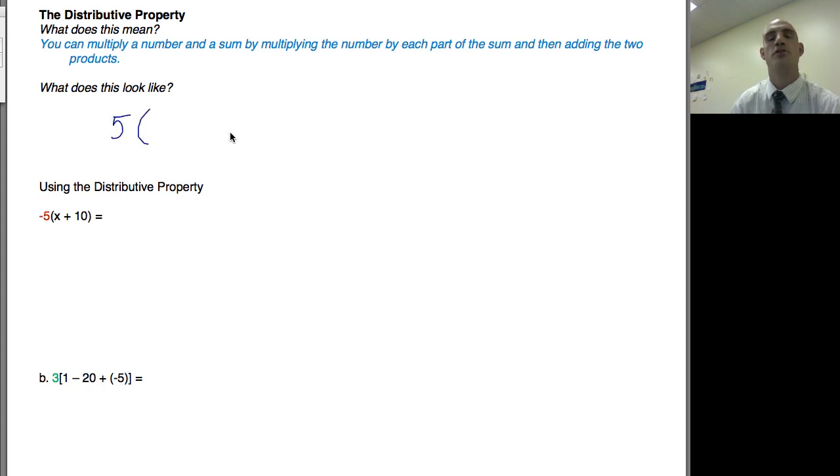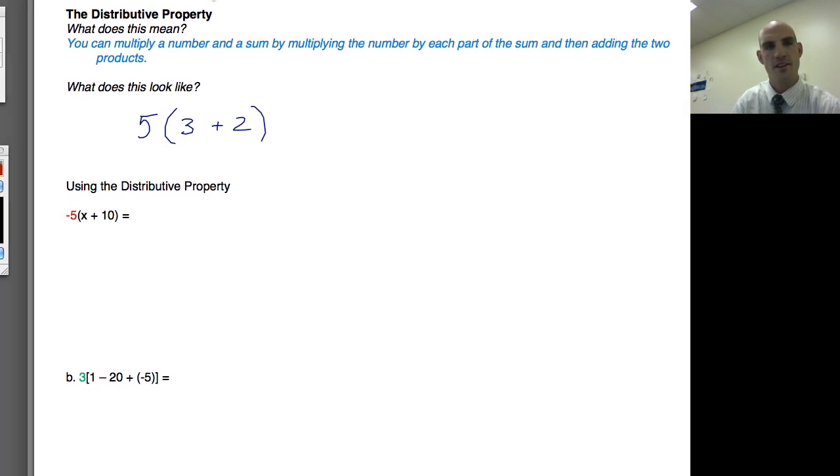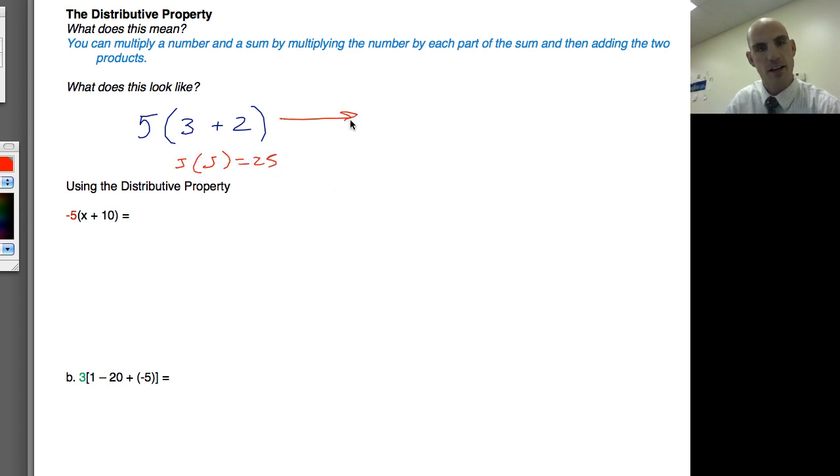If I have a multiplication problem combined with an addition problem, for instance, something that looks like this, and we just took it at face value and used the order of operations, we would find that this is 5 times 5, which is equal to 25. The distributive property looks like this.